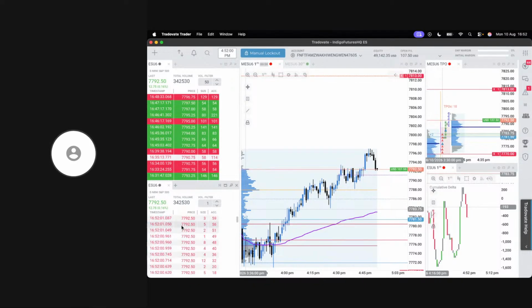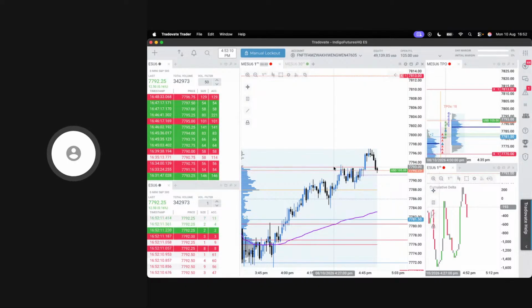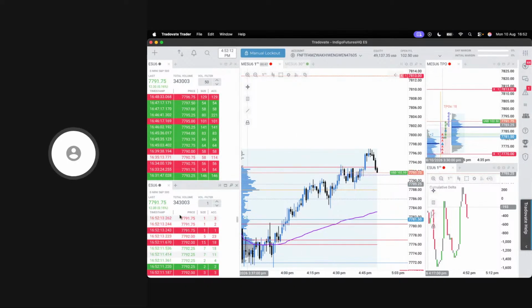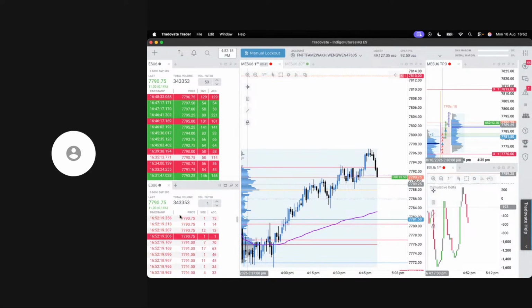92.50s again. 275. Value area high did move, eh? Yeah, value area high is now at 93. So right into initial balance.